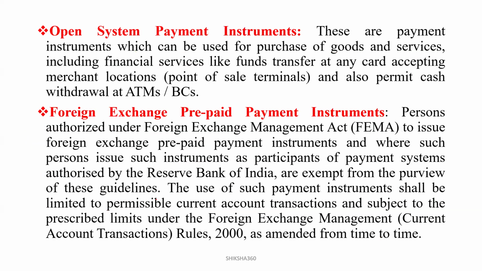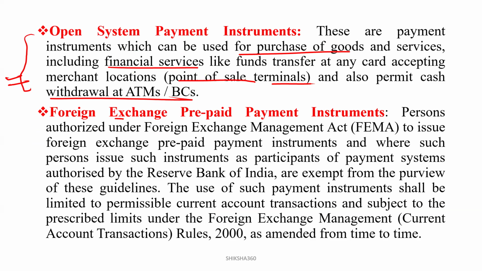Last one, that is the open system payment instruments. So these are the payment instruments which are used for the purchase of goods and services, including the financial services like the fund transfer at any card accepting merchant location, point of sale terminals, and also permit cash withdrawal at the ATMs or business correspondent points. Okay, so in the open system payment instruments, we are also able to permit the cash withdrawal.